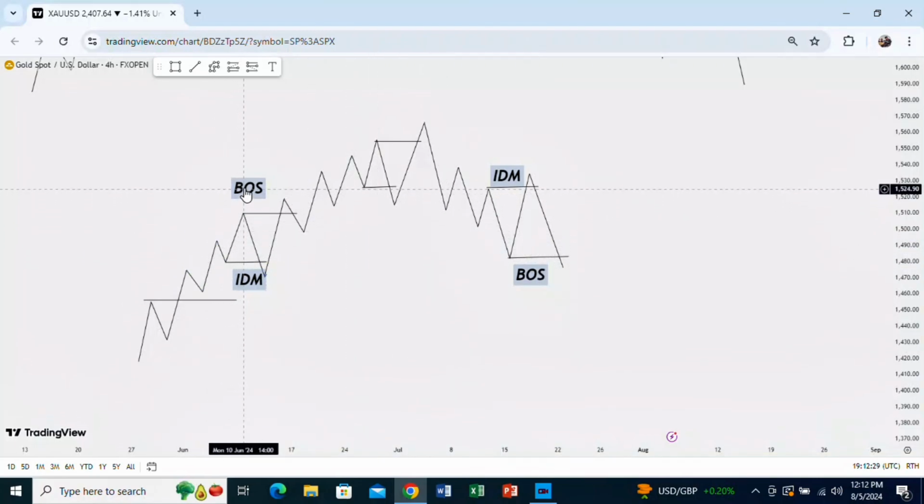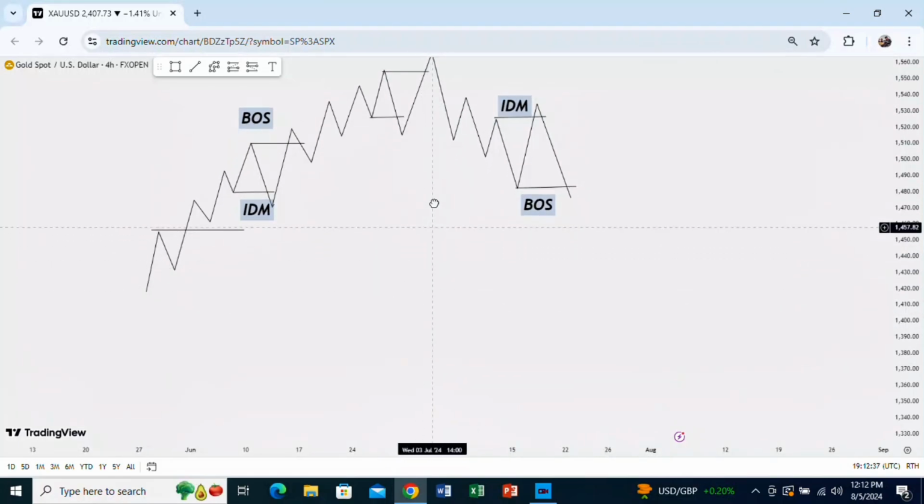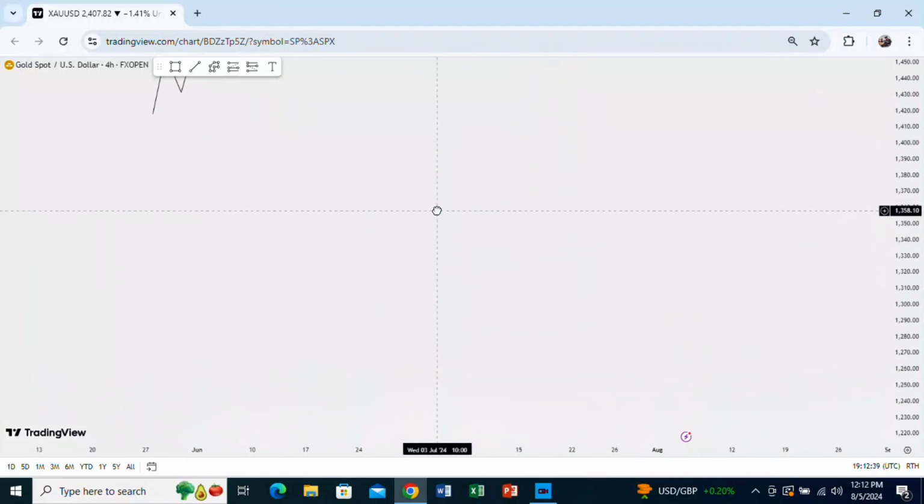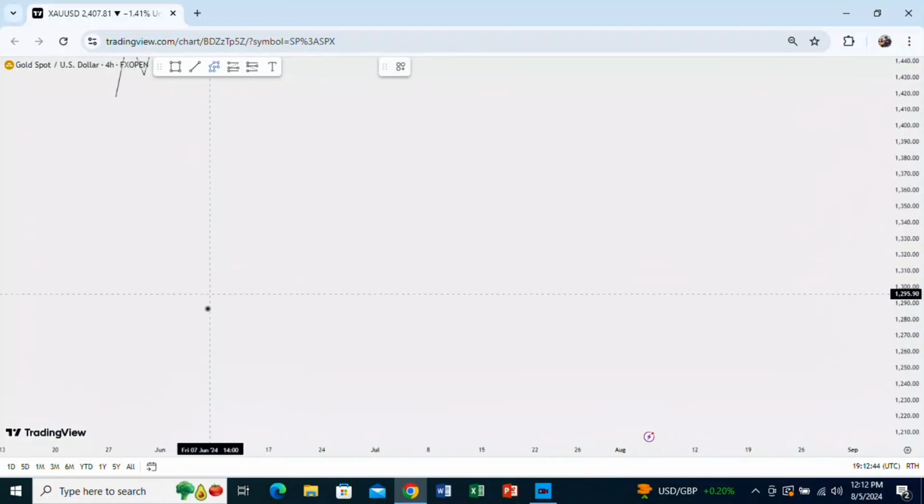Now, why am I teaching you inducement, breakout structure and pullback? I am teaching you these three things because I want to teach you valid highs and valid lows. Okay, you can't identify valid highs and valid lows if you don't know these three concepts. So now we will discuss what are valid highs and valid lows.